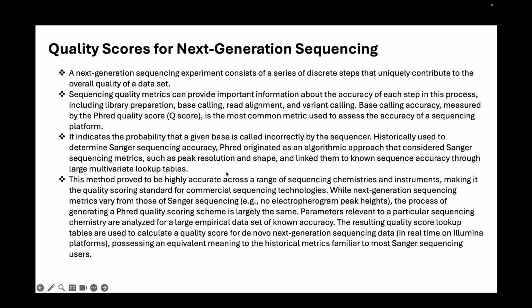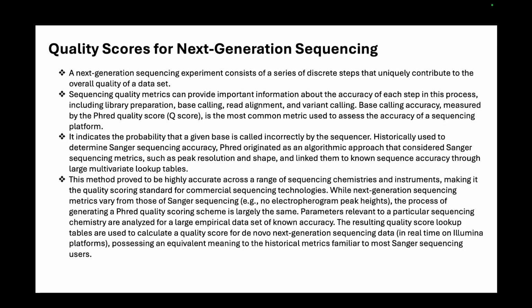And these were linked to the known sequence accuracy through large multivariate lookup tables. If you have this kind of signal, the lookup table will tell you it might be this base with a certain confidence or a certain probability. It's not always 100% accurate. It'll give you an output, but with a certain probability of it being correct.